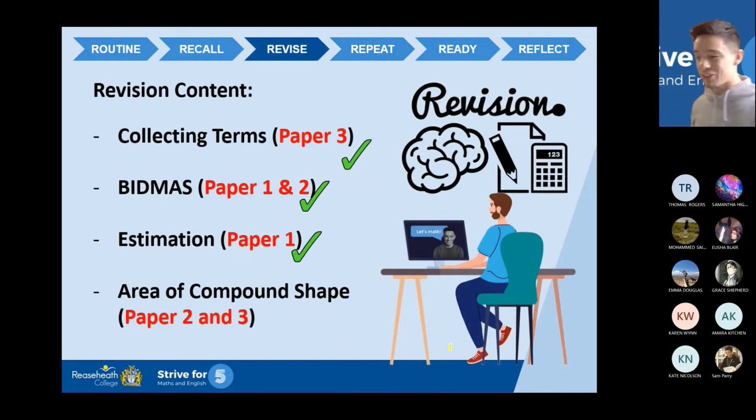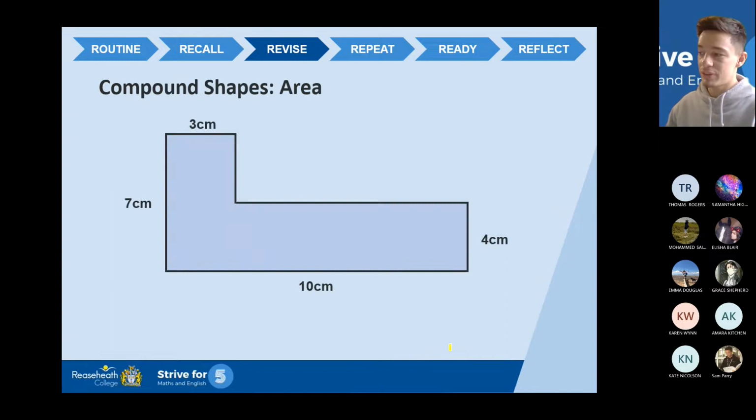We are now going to look at the final topic, which says area of a compound shape. It's interesting because this says paper 2 and paper 3. These are both calculator papers, aren't they? So feel free to use a calculator for these.